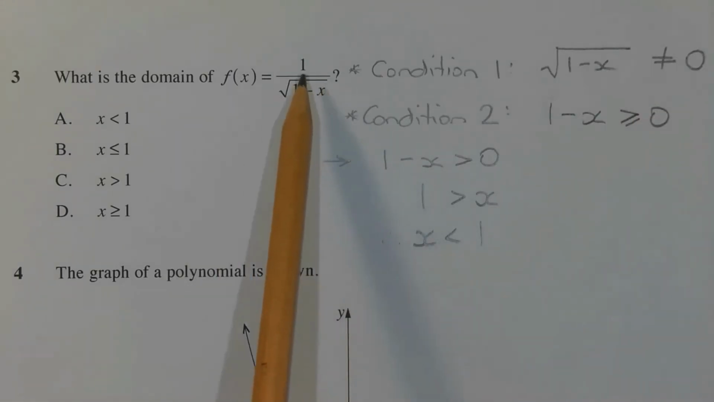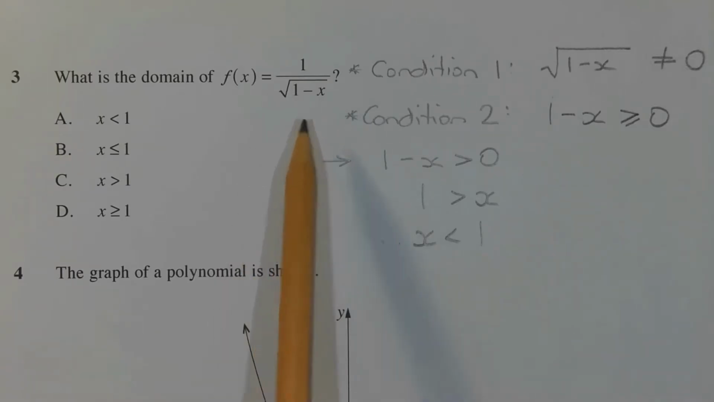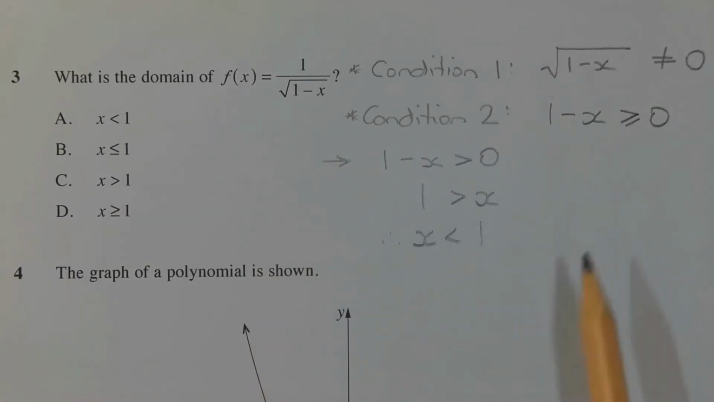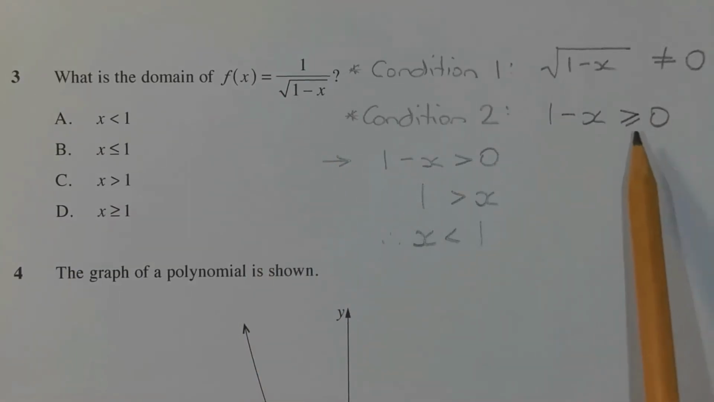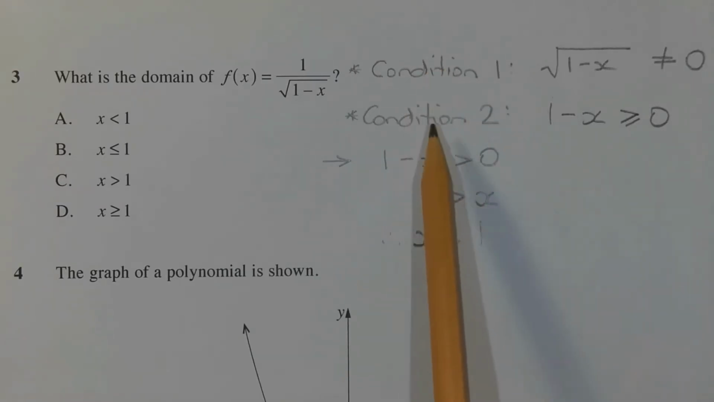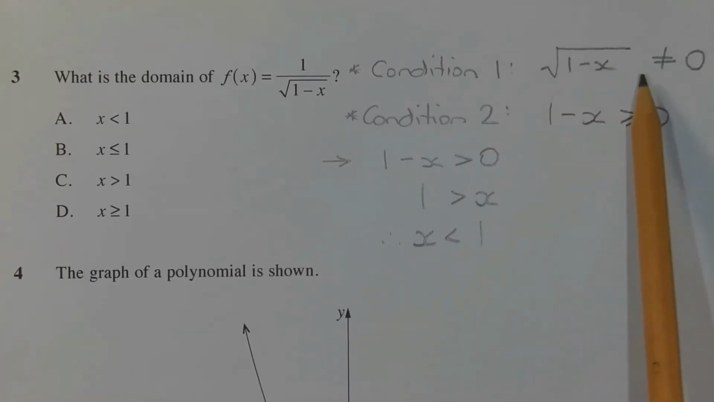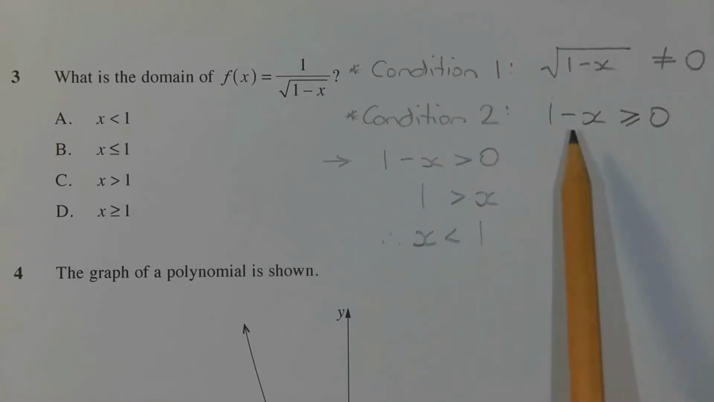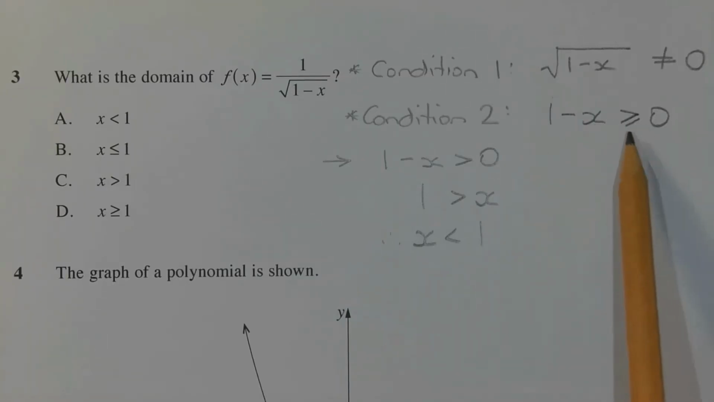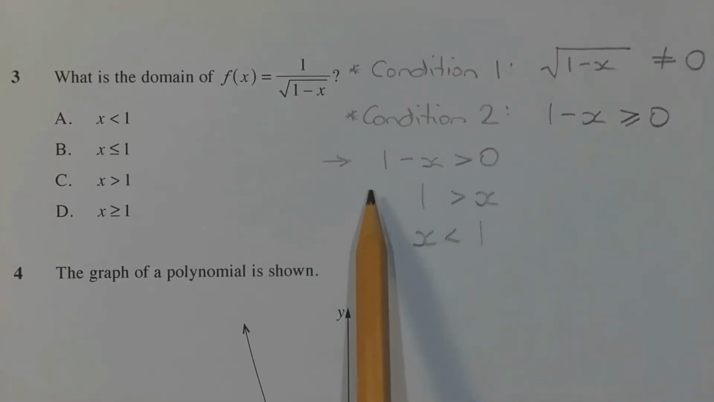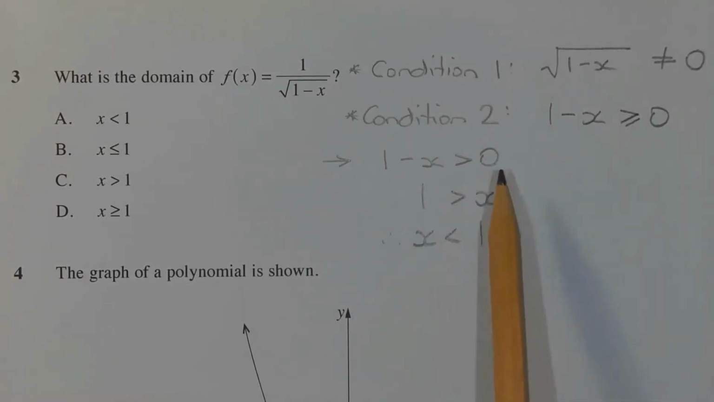But because the denominator is a square root function, this gives rise to another condition in that we can't have a negative value inside the surd. So 1 minus x must be greater than or equal to 0. Now, if we combine these 2 conditions, the first condition is that 1 minus x cannot equal 0. The second condition is that 1 minus x is greater than or equal to 0. The intersection of those 2 conditions means that 1 minus x must be greater than 0.